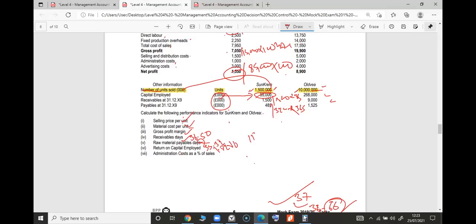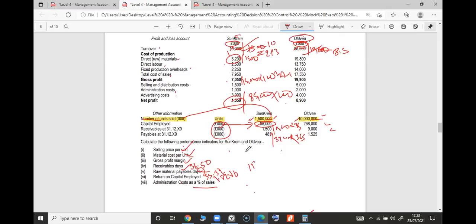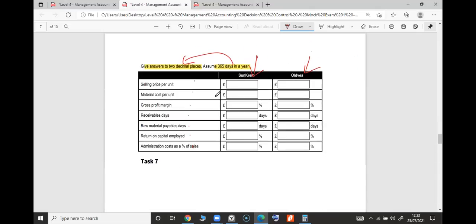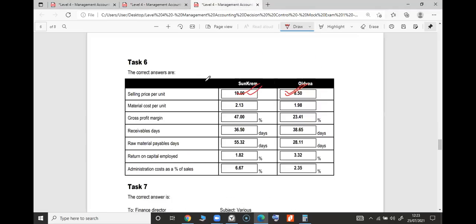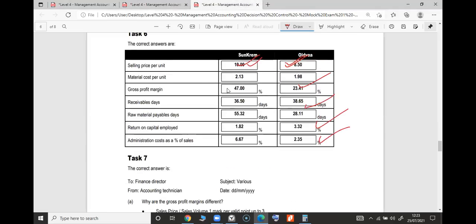1.82 percentage. Admin cost compared to sales, you just divide admin cost by sales. How much does Amit say admin cost is? 1,000? Yeah, it is 1,000 divided by sales of 15,000 times by 100, 6.67. Thank you, Amit. So that's how you do this one, and just put it in here. Some are days, some are percentages, and some are just ratios or absolute figures. So the rest you can do for all Java and sun cream.